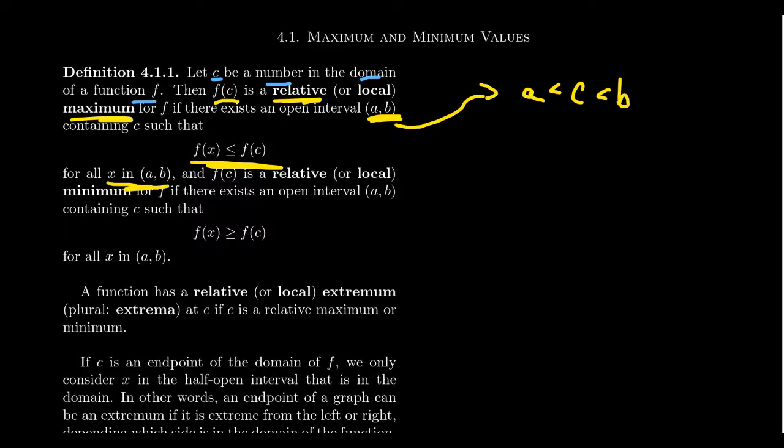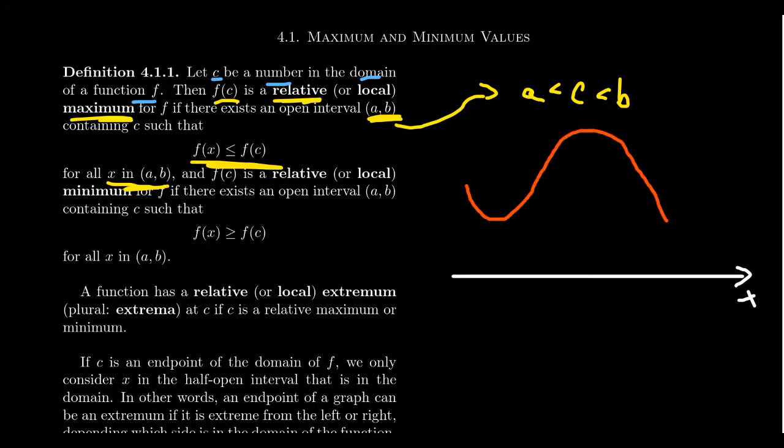Let's try to draw a picture to understand what's exactly going on right here. So let this be our x-axis. We'll even label it so it's very clear that we have the x-axis. And then we have our function, so let this be our function f right here. We claim that this number right here, f of c, coincides with a relative maximum of the graph.